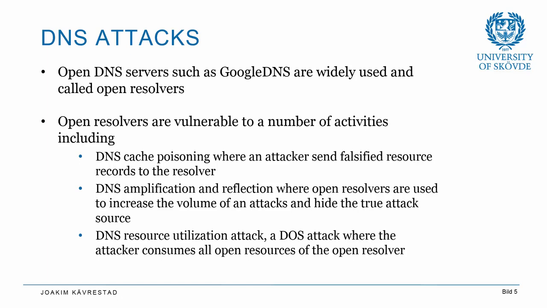DNS amplification and reflection, and this is when open resolvers are used to increase the volume of an attack and hide the true attack source, sort of as we saw with the ICMP amplification and reflection in the last lecture. And we also have DNS resource utilization attacks, and this is an attack where the attacker basically consumes all open resources of the open resolver, and that makes it unusable for anyone else.